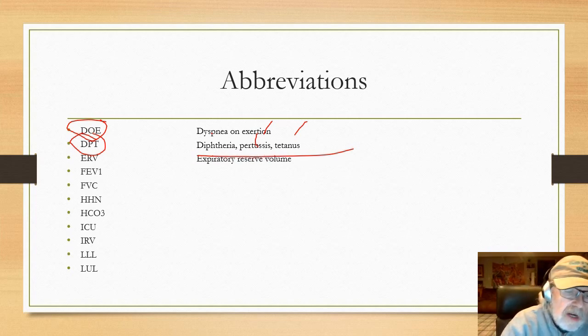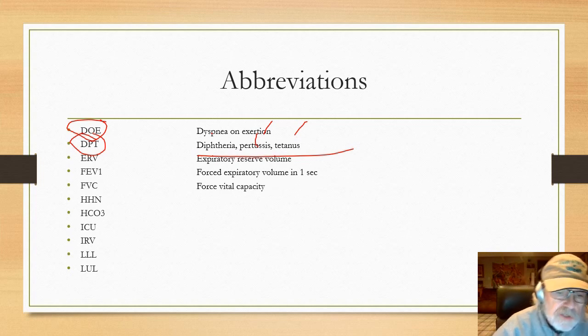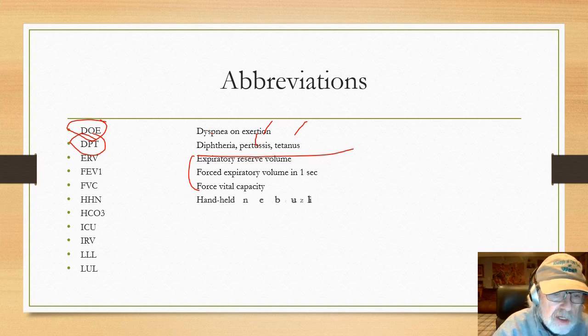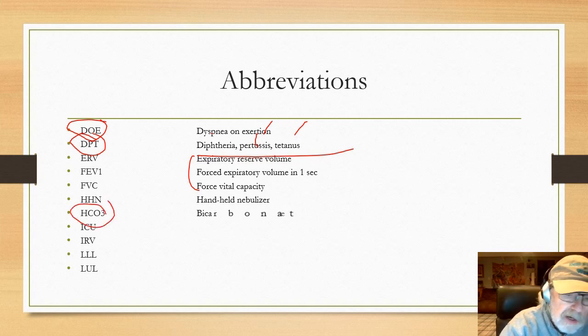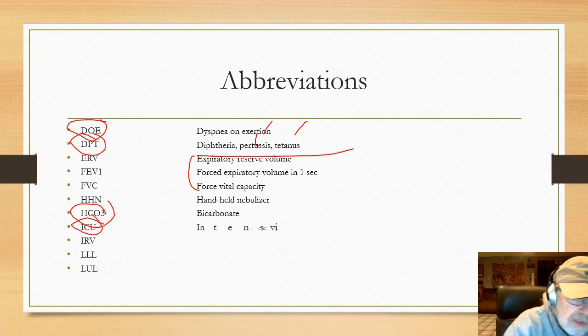ERV, expiratory reserve volume. Again, if you go into respiratory therapy, that's another one. Same thing with FEV1, forced expiratory volume in 1 second. FVC, forced vital capacity. These are all respiratory tech type terms that you might want to know. Handheld nebulizer, also with that. HCO3 means bicarbonate. Bicarbonate is a buffer for acid. ICU we know is intensive care unit, piece of cake.